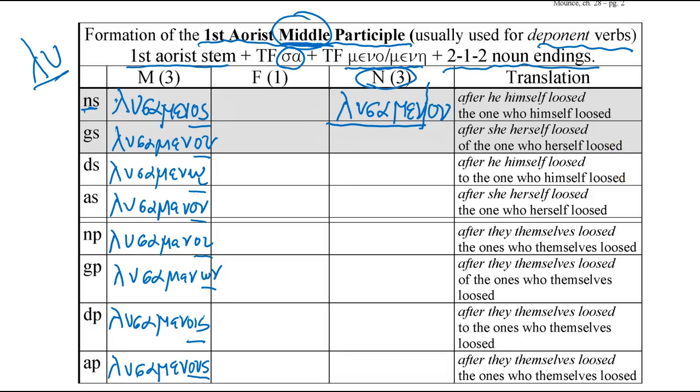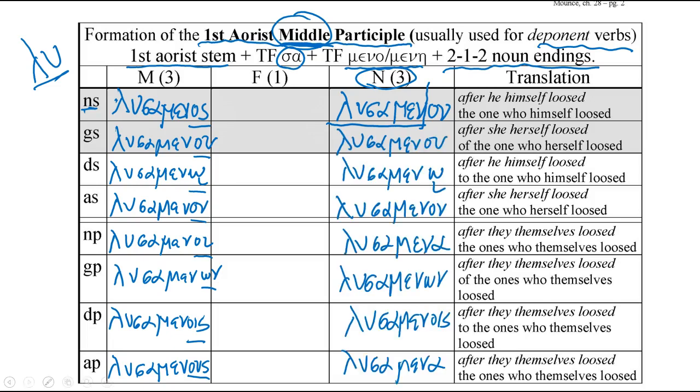Okay, are you ready? I'm going to show you my forms in a second. So hopefully you wrote out what you see here on the screen. Let's say the neuter forms together. Ready? 1, 2, 3. Lusamenon, lusamenu, lusameno, lusamenon, lusamena, lusamenon, lusamenois, lusamena. Those are the neuter forms.